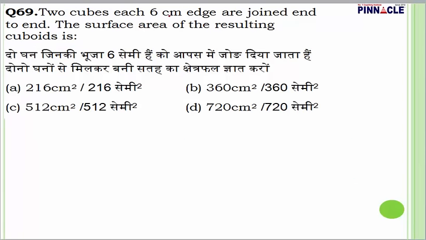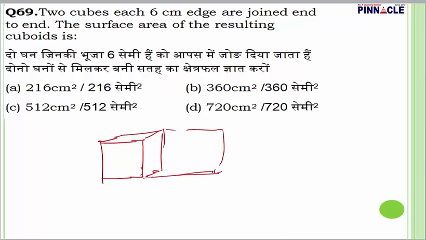The next question, question number 69. Two cubes each of 6 cm edge are joined end to end. Surface area of the resulting cuboid would be? So this is very important. Sometimes in such kinds of questions, students generally get into trouble. So this is a cube, and these are the cubes joined like this. So the length would be increased, breadth would not increase, and height will not increase. Length would be now 12, breadth would be equal to 6 and height would be equal to 6.